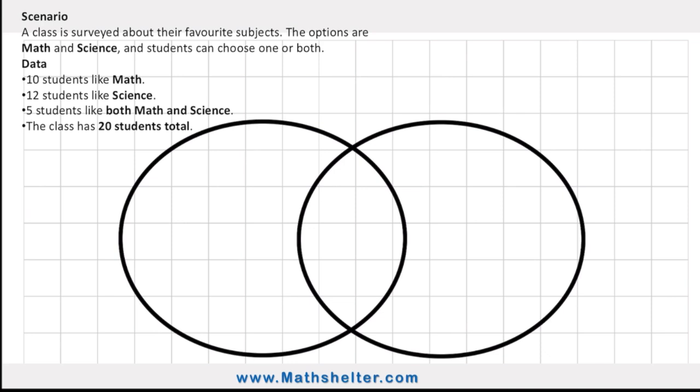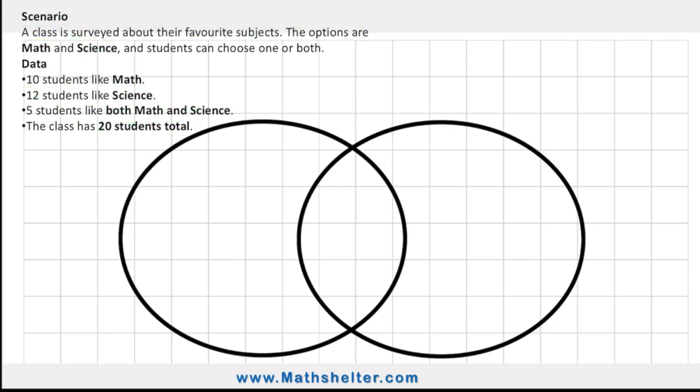Let's look at a bit of a problem though. So I have a scenario here. My scenario says a class is surveyed about their favorite subjects. Their options are math and science, and students can choose one or both. And the data set shows that 10 students like maths, 12 students like science, but 5 of those students like both maths and science, and the class has 20 students in total.